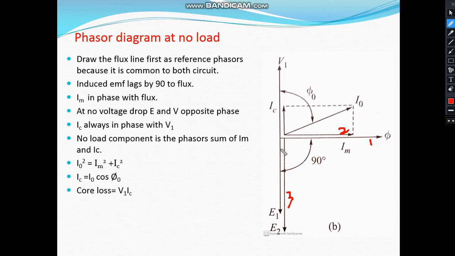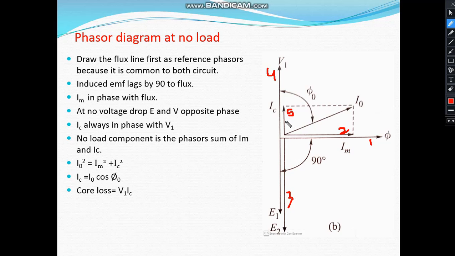Then we have another relation. We know that E and V are opposite, 180 degrees. So we draw the fourth one, the phasor of V1, and we know that IC is in phase with V1, because in a resistive case the current is always in phase with the voltage, and IC is a type of resistive current because it is meant for the core loss. So we draw it as the fifth.